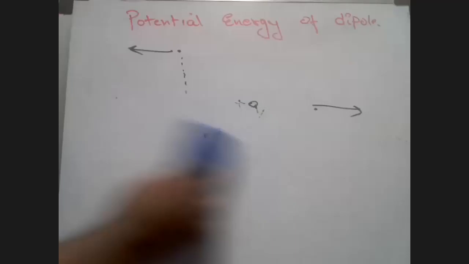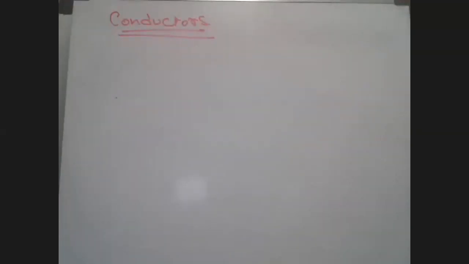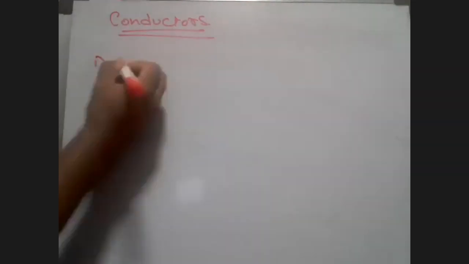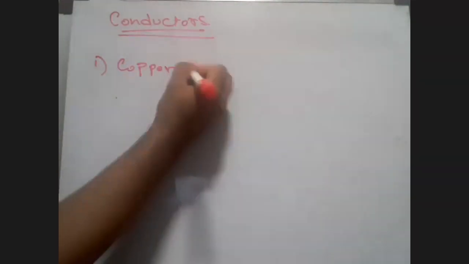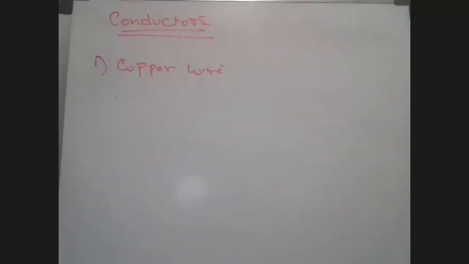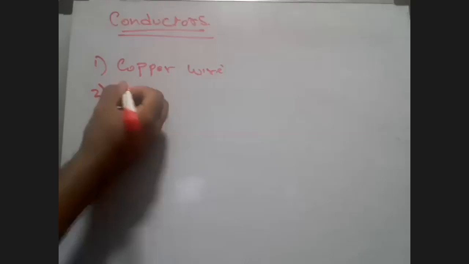Let's get into conductors, a new topic. Now that you know what equipotential surfaces are, it will be very easy for you to understand conductors. There are many types of conductors. Tell me any conductor you know. What are the types of conductors? Say, copper wire is a conductor. Is it? Yes or no? Okay. There are many other conductors. Metals are there.